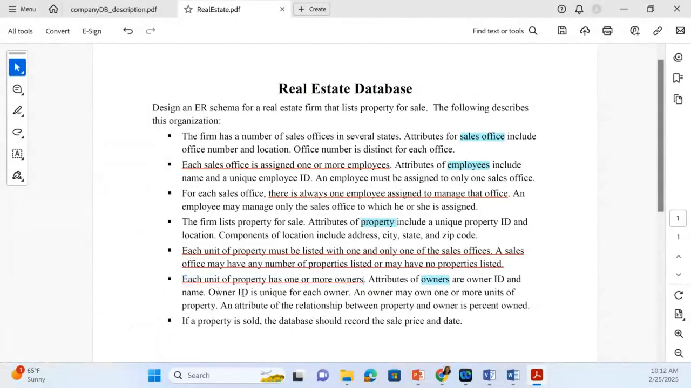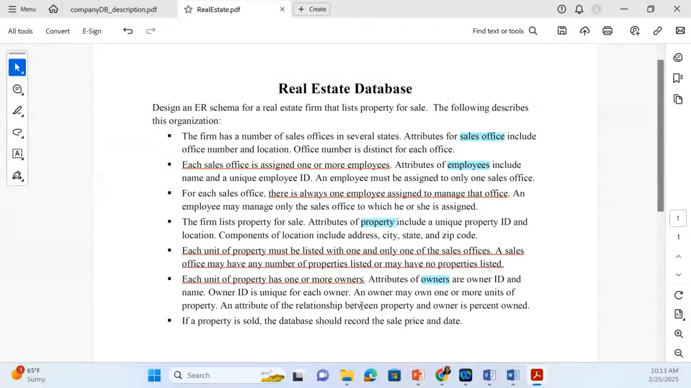So like owner ID is unique for each owner. That usually indicates owner ID can be the primary key of the owner entity tab. An owner may own one or more units of property. So this really helps us define the constraints of the relationship between the owner and property. Okay.